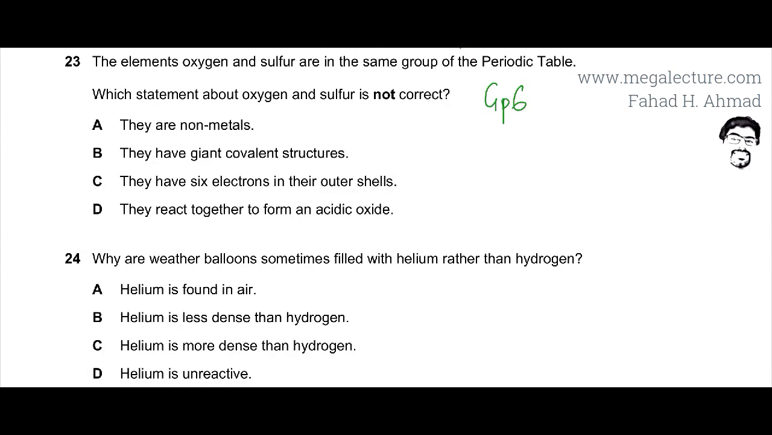The first statement is they are non-metals. Group 6 elements are non-metals. They tend to gain electrons. They form negative ions. So that statement is correct. They have giant covalent structures, which is actually not correct.